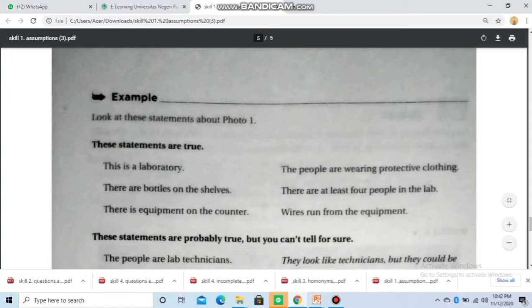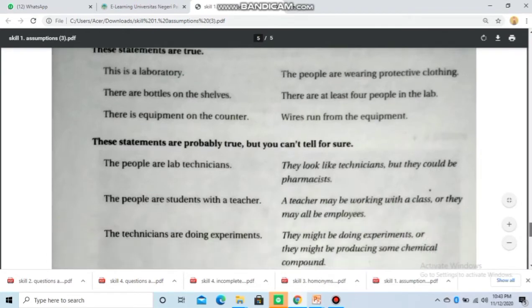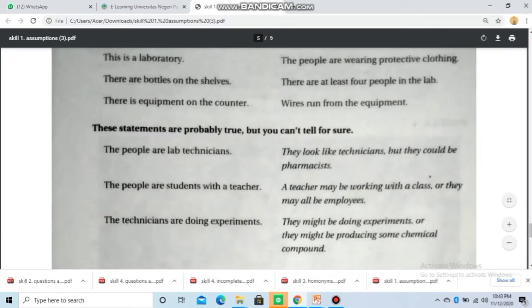There are bottles on the shelves. There is equipment on the counter. The people are wearing protective clothing. There are at least 4 people in the lab. Wires run from the equipment. The statements are probably true, but you can't tell for sure.